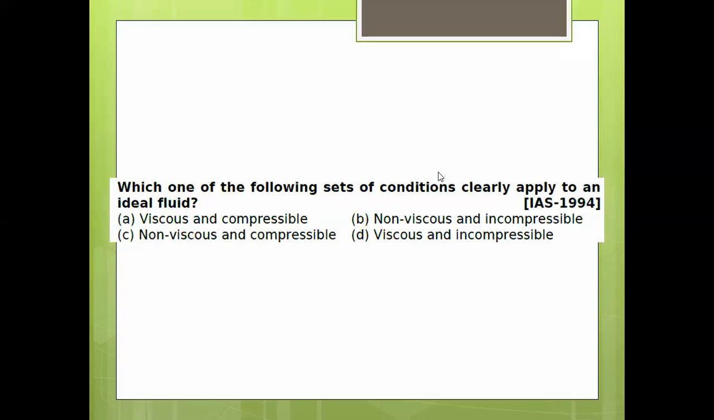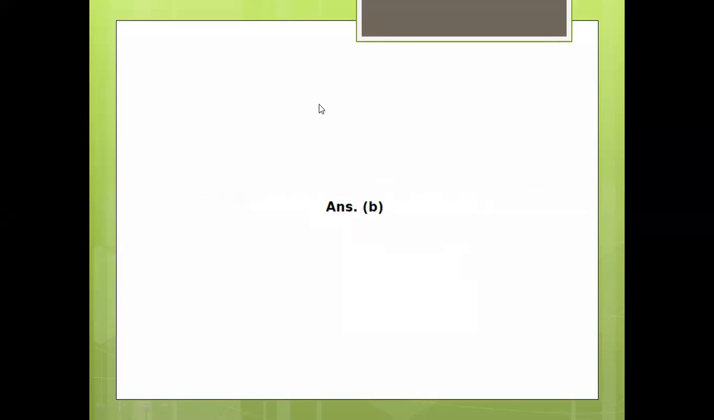Yes, many students have put their answer B as the correct answer. So, let's check. Option B is non-viscous and incompressible. Correct one. Option C, non-viscous and compressible. So that is wrong. Option D, viscous and incompressible, is also wrong. So the correct option is option B. Okay, answer B is the correct answer. Here many students have got the correct answer.